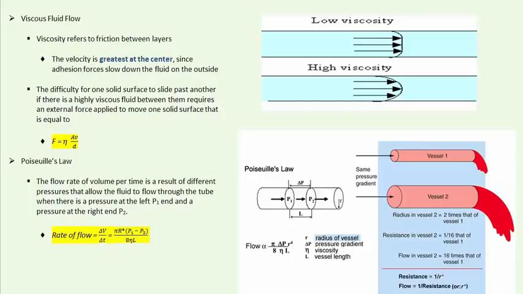By using Poiseuille's law, the flow rate, the volume per time, is a result of different pressures that allow the fluid to flow through the tube, when there is a pressure at the left end and a different pressure at the right end. So by using this law, we can calculate the rate of flow.